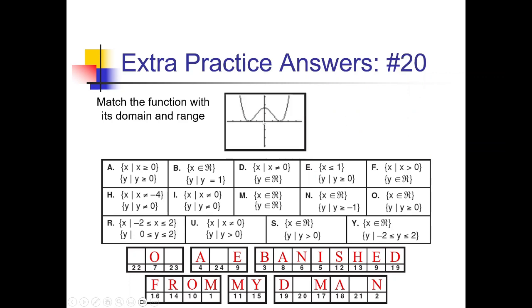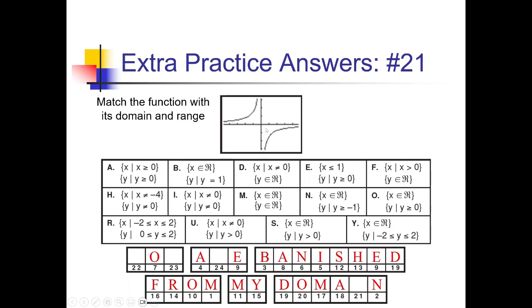For number 20, this looks to be kind of like a parabola almost with a loop in here. It's an even polynomial if I had to guess. That means the domain is going to be all reals, just like all polynomials. And the range is going to be limited like a parabola. Here we see that we can't go any lower than 0, so y greater than or equal to 0 for that. So all reals and y greater than or equal to 0, that is right here with O, so 20 is O.